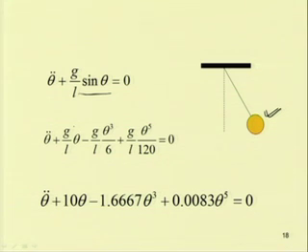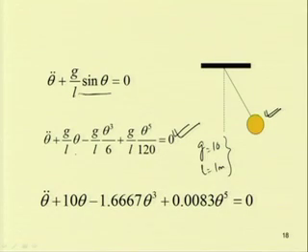Here, let us take g equal to 10 meter per second square and L equal to 1 meter. Taking this example, the equation can be written in this form: theta double dot plus 10 theta minus 1.6667 theta cubed plus 0.0083 theta to the power 5 equal to 0.